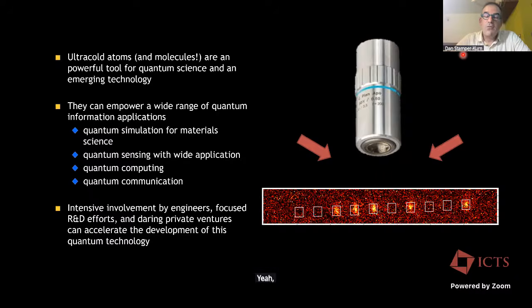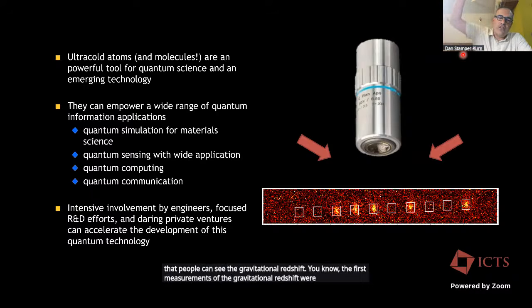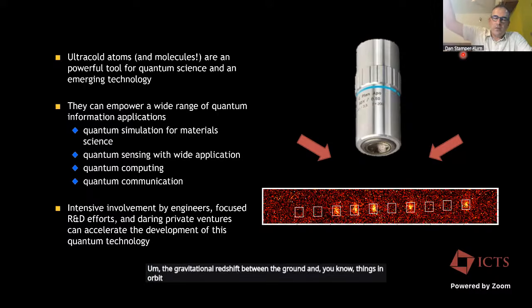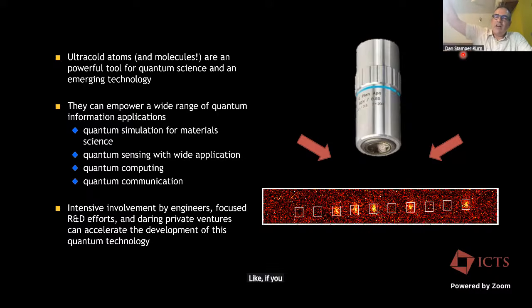Yeah, great. So I agree with you. It's really stunning that people can see the gravitational redshift. The first measurements of the gravitational redshift were over very long distances, actually this really cool Mossbauer experiment over roughly the height of the building I'm in. The gravitational redshift between the ground and things in orbit is pretty notable. If you didn't take it into account, your GPS system would not work.